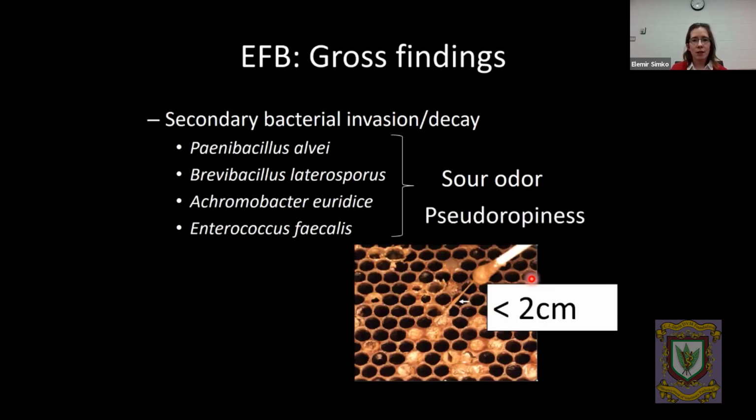Secondary bacterial invasion can also result in a pseudo-ropiness, which may resemble the clinical signs of American foulbrood, shown here. However, the difference with European foulbrood is that when the larva is macerated and drawn out, the larval rope will be short and less than 2 centimeters in length, in contrast to American foulbrood, where the rope will typically be greater than 2 centimeters.